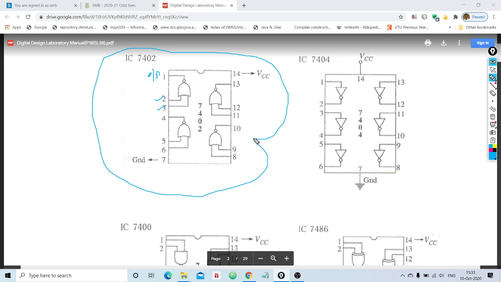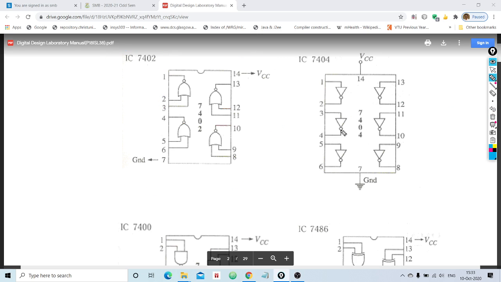So like this, you should go through each and every pin diagrams of each and every logic gates, and you need to understand the internal structure of it. So once you understand the internal structure of it and its truth table, you can go ahead with the experiment. I mean, you can start with the experiment part. Clear? So I hope you understood the theory component.